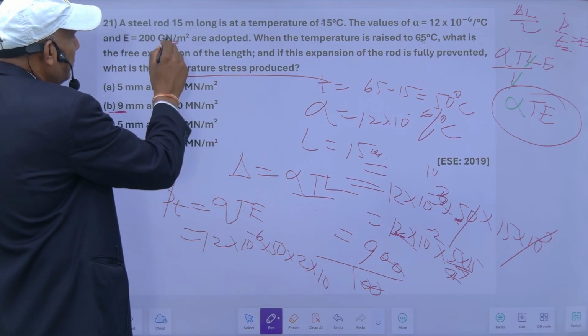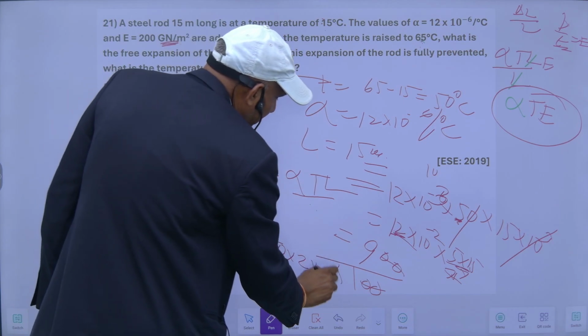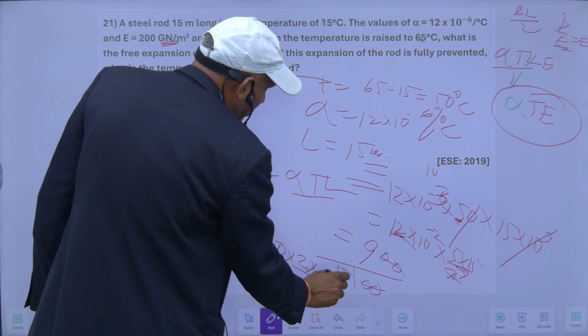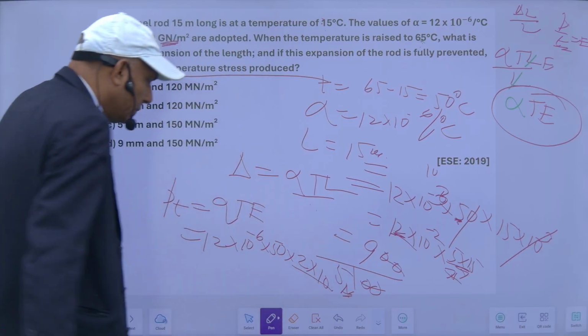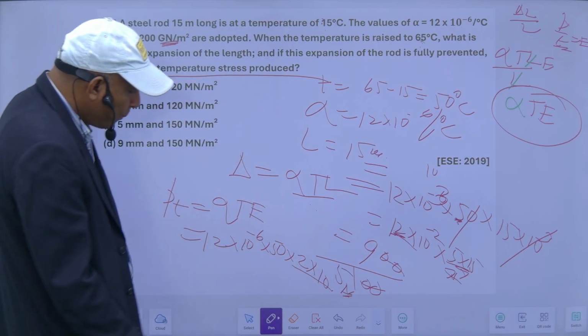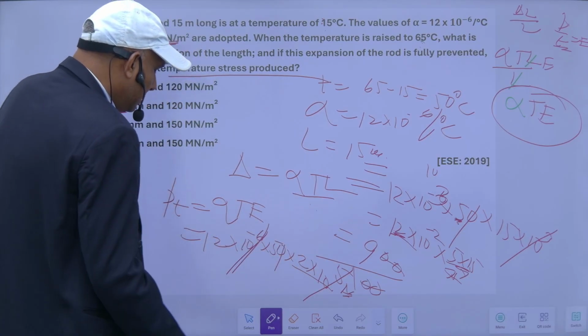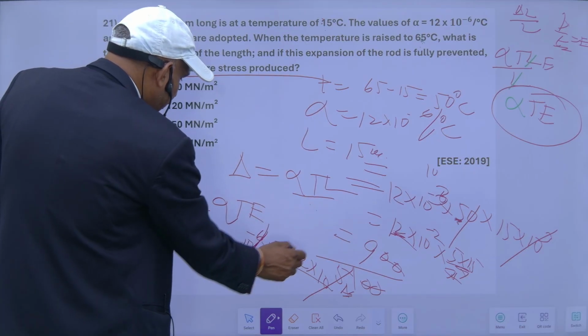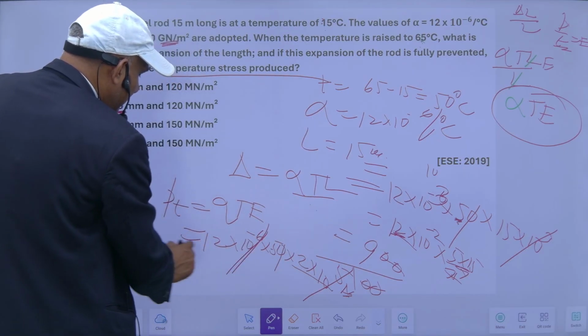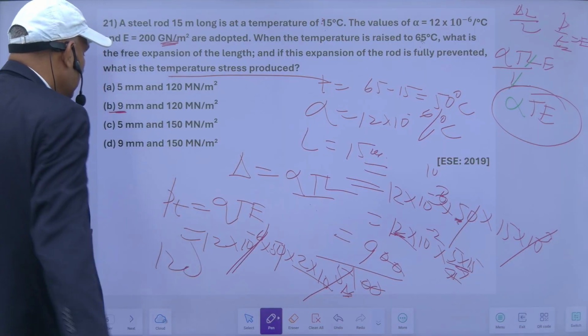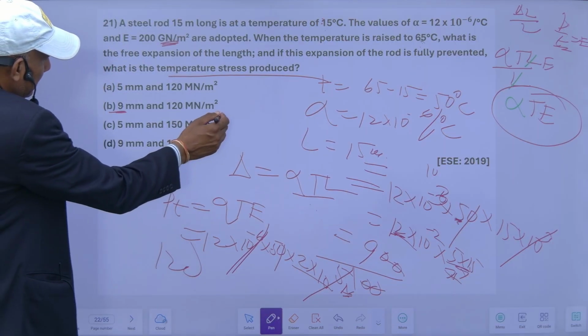So this is gigapascal E, when I convert into Newton per mm square, so 2 into 10 to the power 3 Newton per mm square. This will be the value here, and this and this will cancel each other. So it will be 5 into 10, 10 into 12 is equal to 120. So my correct answer is this one.